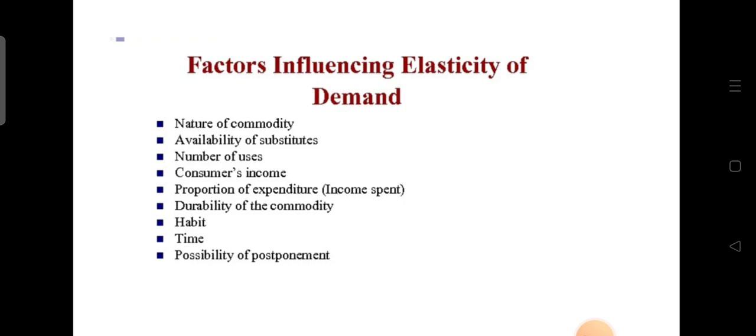And next one is durability of the commodity. The demand for durable goods is relatively elastic, for example furniture, washing machines, etc. The demand for perishable goods is inelastic, for example milk, vegetables and so on.